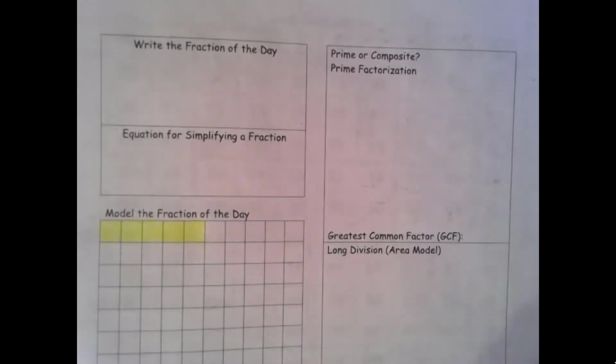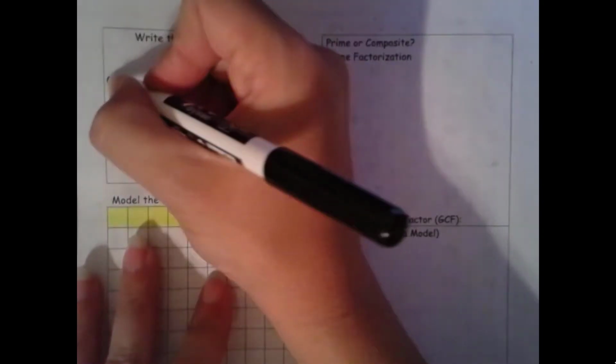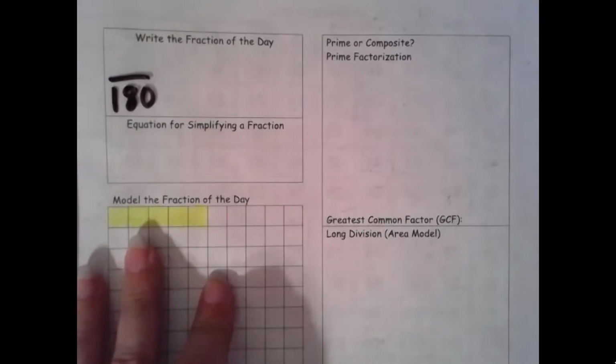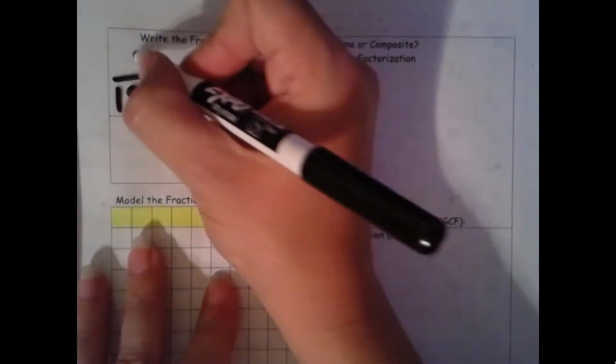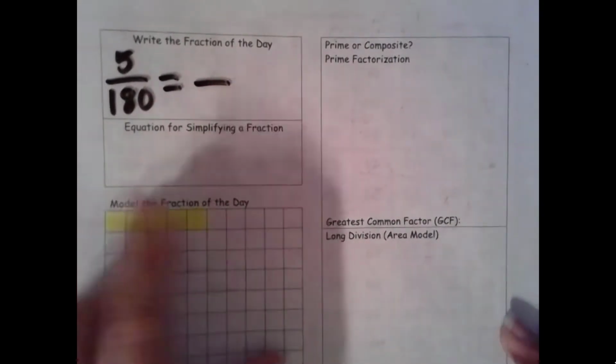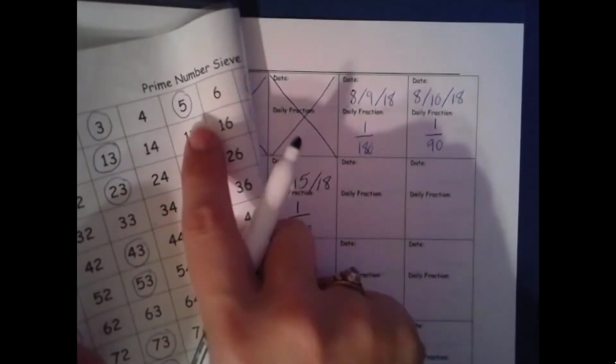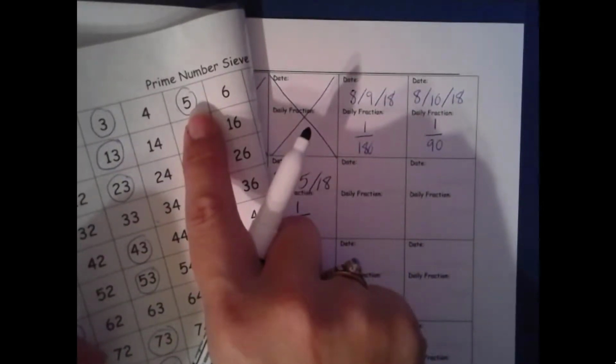Okay, so let's get our beginning fraction. We have a total of 180 school days, so we have our total amount as our denominator, and we are currently on day 5. Okay, so let's look at that numerator of 5. Is 5 prime or composite? Well, 5, if we look at our prime number sieve, is prime.